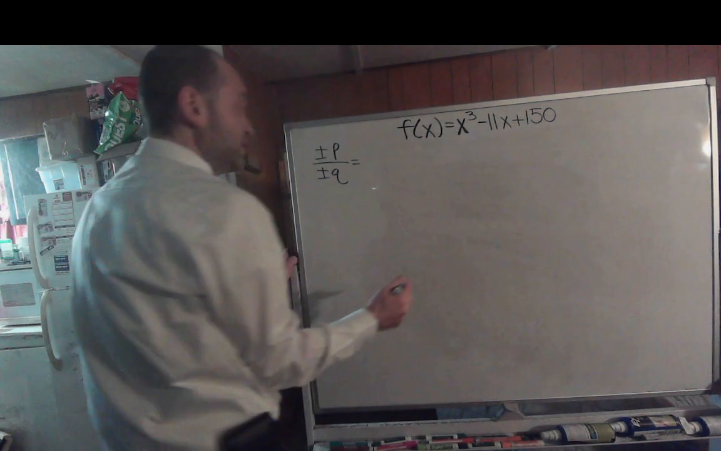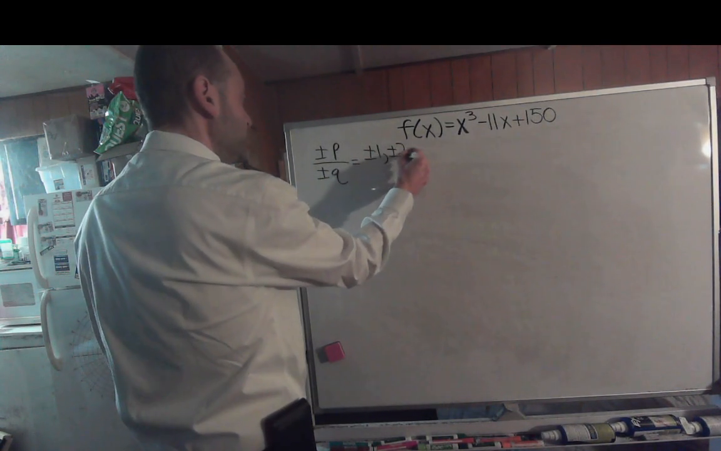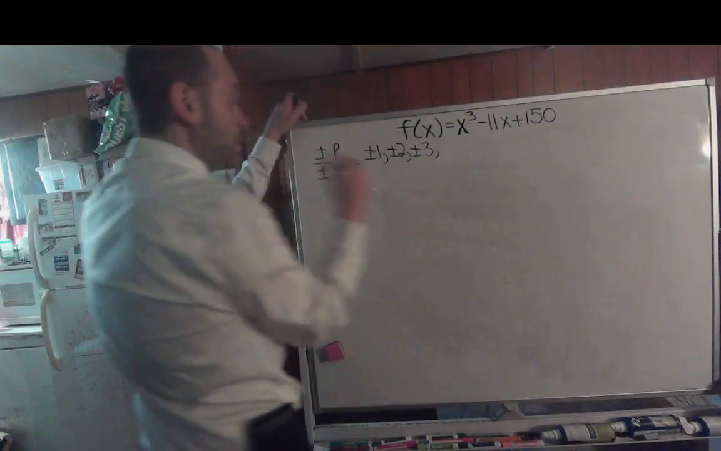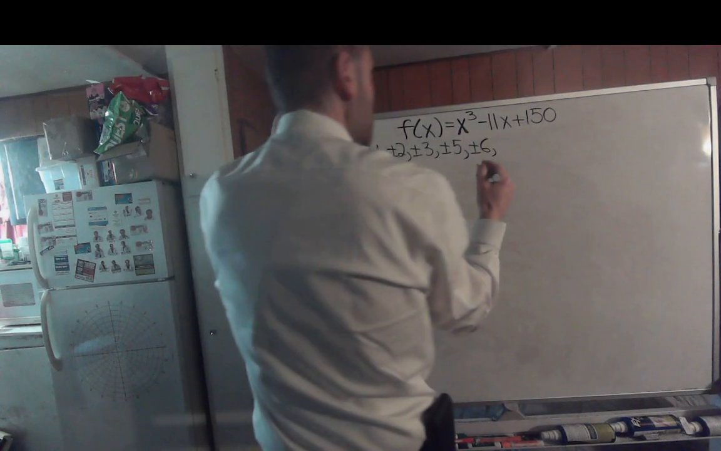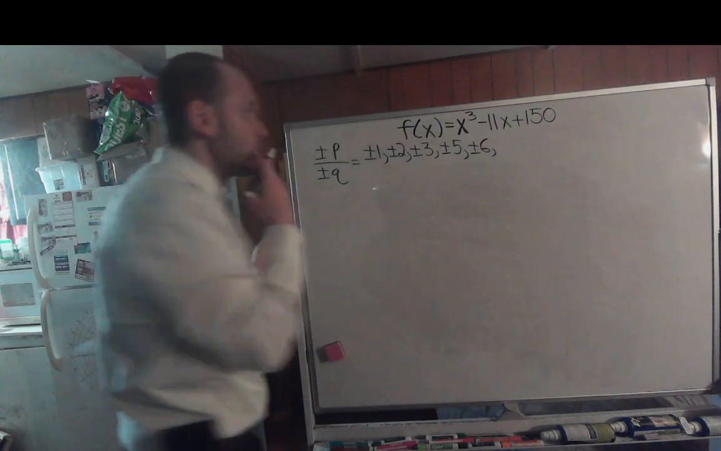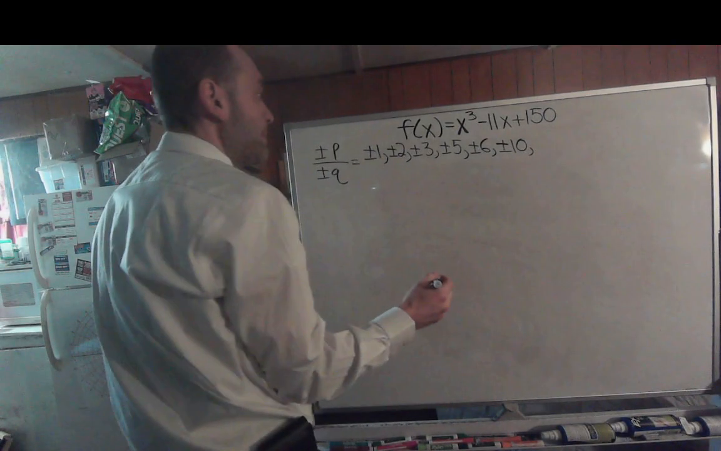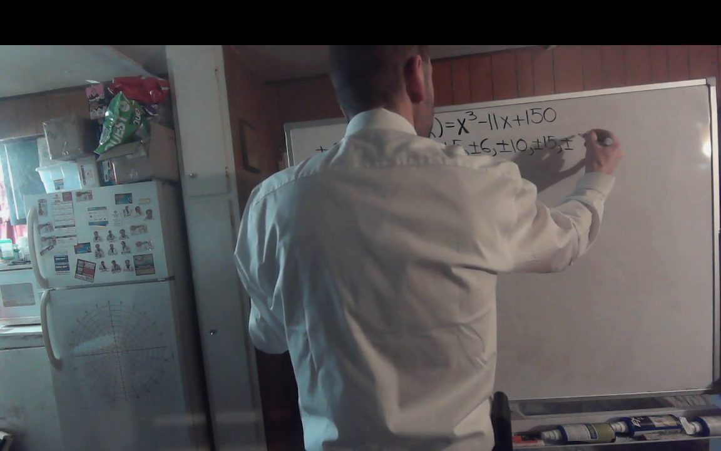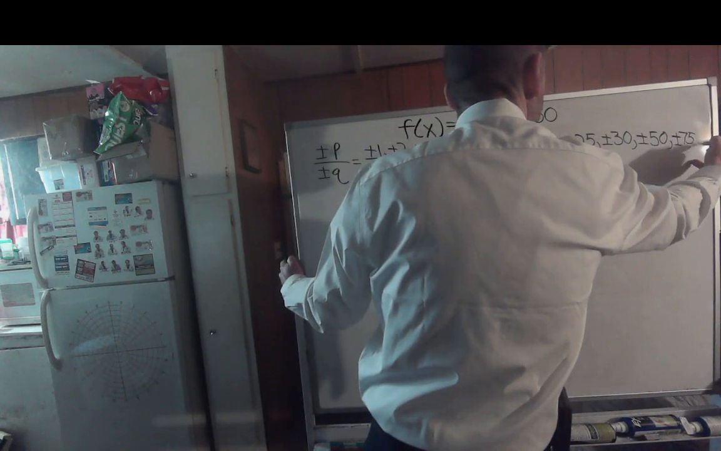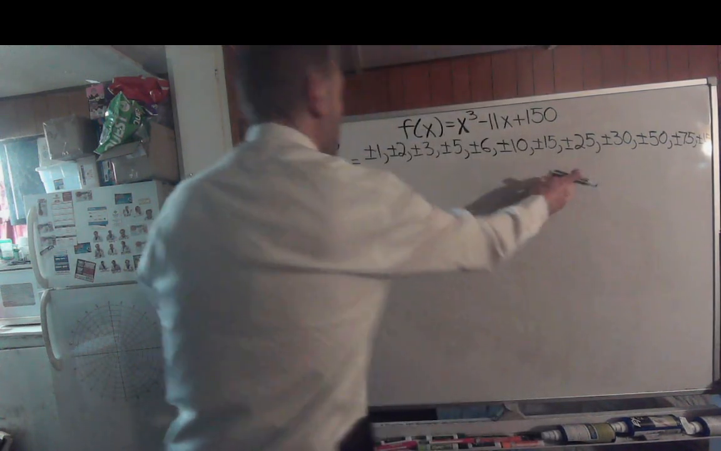Well, the p is 150, so factors of that are plus and minus 1, plus and minus 2, plus and minus 3, plus and minus 5, plus and minus 6, plus and minus 10, plus and minus 15, plus and minus 25, plus and minus 30, plus and minus 50, plus and minus 75, and then plus and minus 150. That would, of course, be all over plus and minus 1.